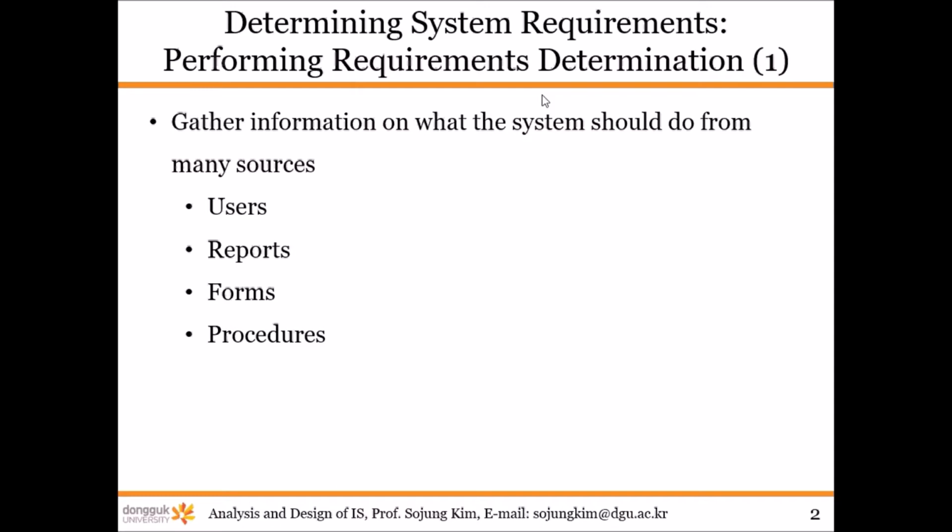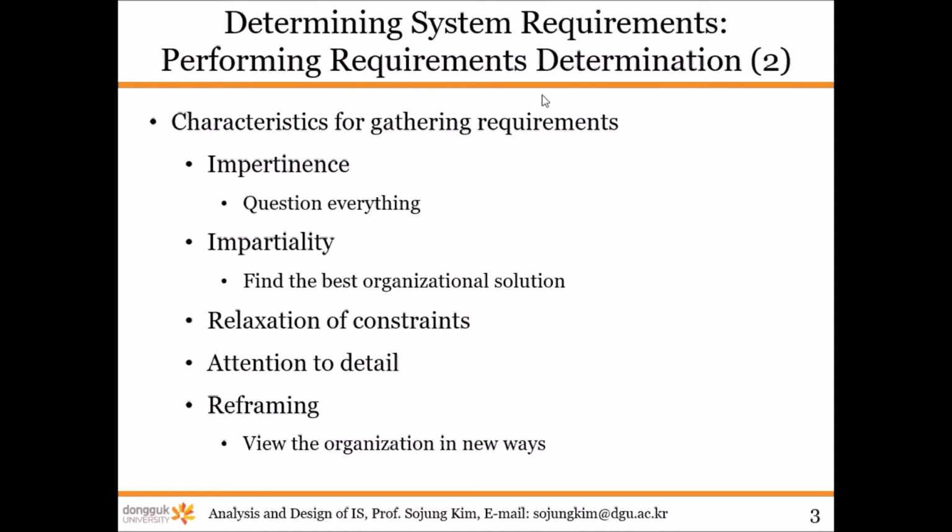Okay, there are several ways to determine the system's requirement, and the easiest way is to get the requirement from the customer. And here, as a start, we can consider performing requirement determination. Technically, we want to collect information on what the system should do from many sources. So you can consider users, report forms, procedures, and characteristics for gathering requirement.